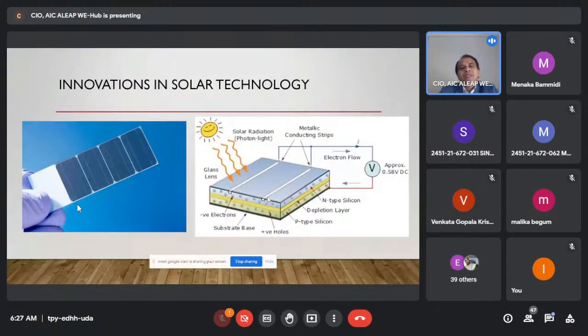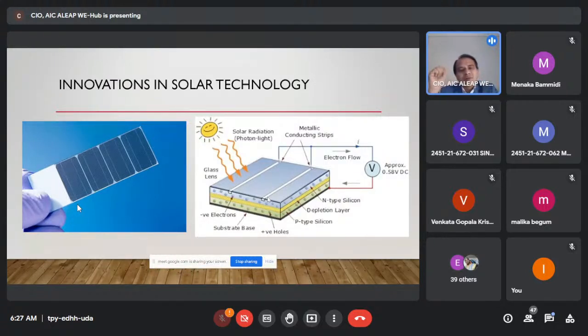Now we have plasma based solar panels. Very thin solar panels, just like LED panels. Researchers have come up with very, very thin plasma level solar panels, or PV of the solar.